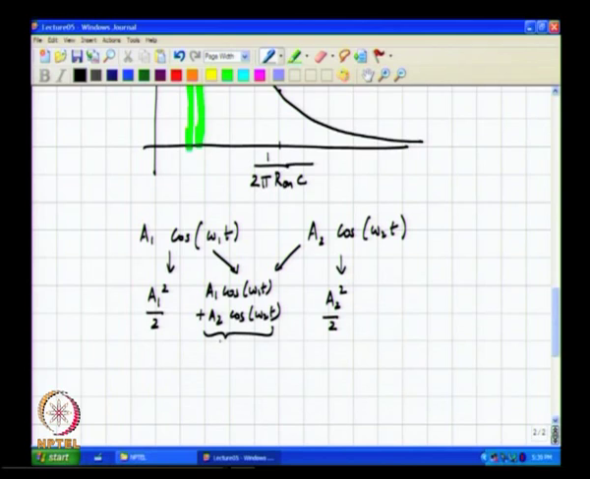A1 square by 2 plus A2 square by 2, only if omega 1 is not the same as omega 2. If omega 1 equals omega 2, what is the mean square value? It will be A1 plus A2 whole square by 2. You understand? Is that clear?